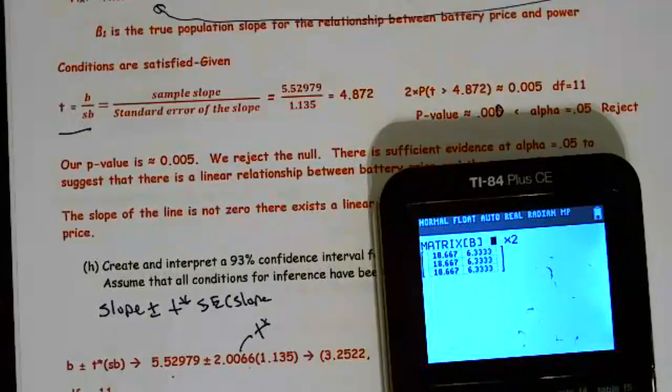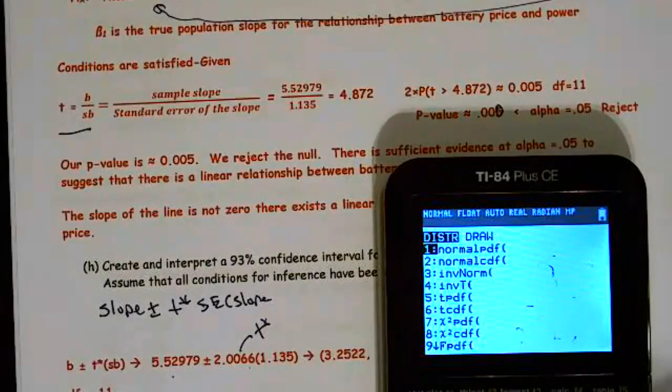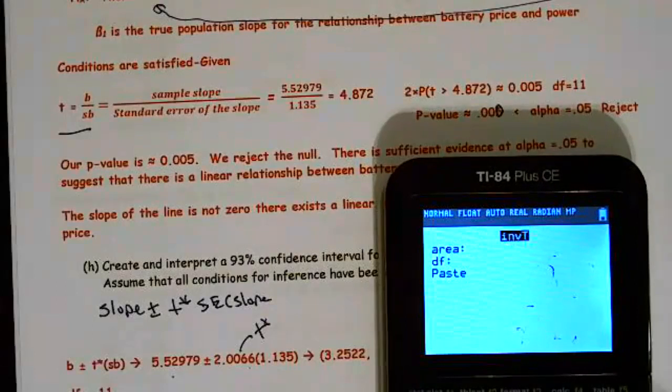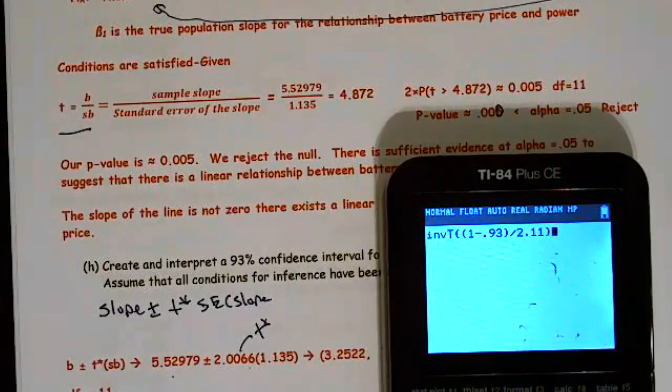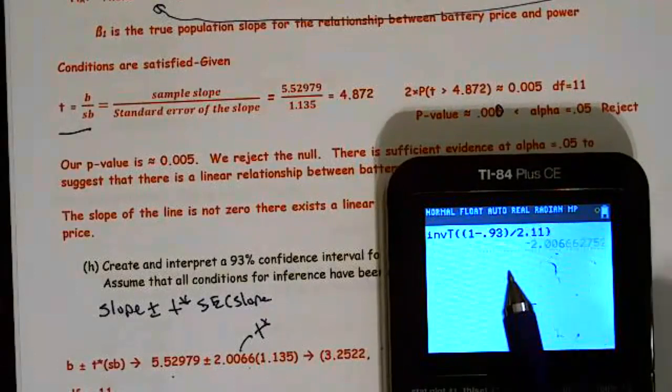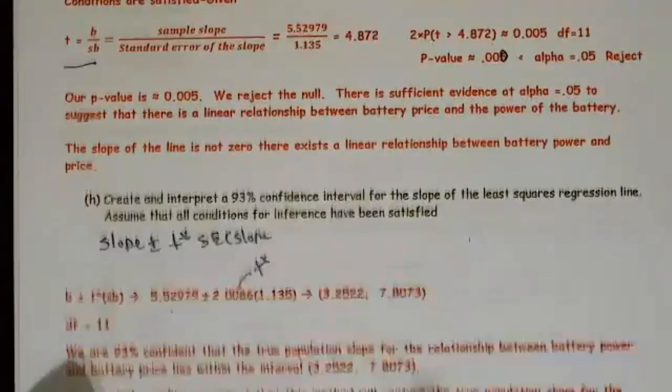Second quit. Second vars, inverse t, parenthesis 1 minus 0.93, close parenthesis, divided by 2, degrees of freedom 11, and I get the 2.066 that I have.